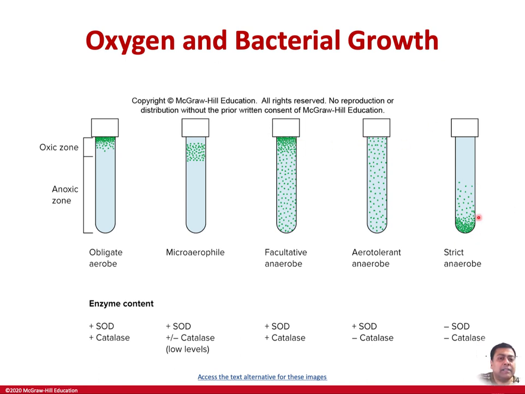On the other hand, there is the strict anaerobe, which we sometimes call an obligate anaerobe. This is a very strict anaerobe that grows towards the bottom. That means that these need absolutely no contact with oxygen. If it comes in contact with oxygen, it will eventually die. So this is the very important part.